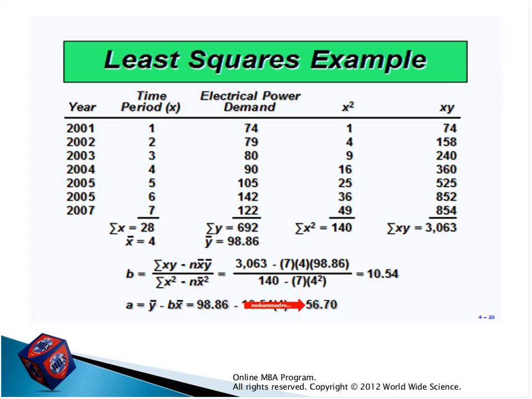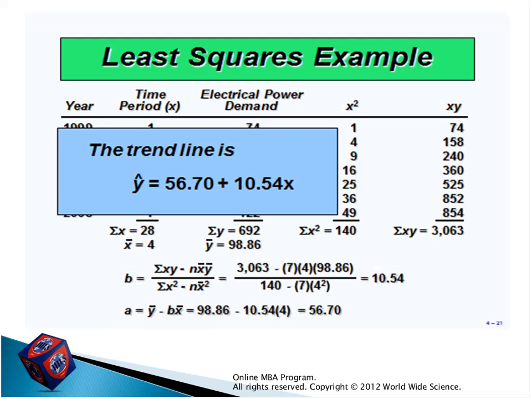Okay. We have calculated A and B, and now we can write the linear equation. Y bar equals 56.7 plus 10.54 multiplied by X. If you want to forecast 2008, you can put 8 instead of X and then calculate Y, the forecast for 2008. If you want to forecast 2009, it's enough to put 9 instead of X here, and you can calculate Y for 2009.